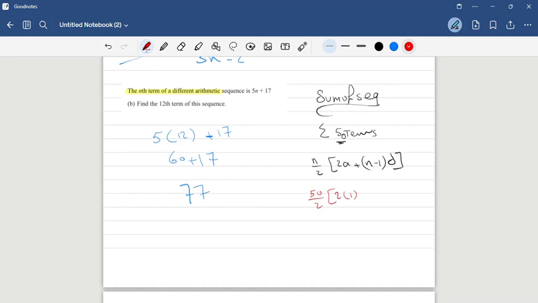Let's try this one. Of course, a here will be 1. As an example, we have to find the first term. The first term here will be 1 times 5 plus 17, equal 22. So here it will be 22, okay? Plus n minus 1, which is 50 minus 1, all multiplied by d. Of course, d here is 17. So I can apply it easier and find out, okay?